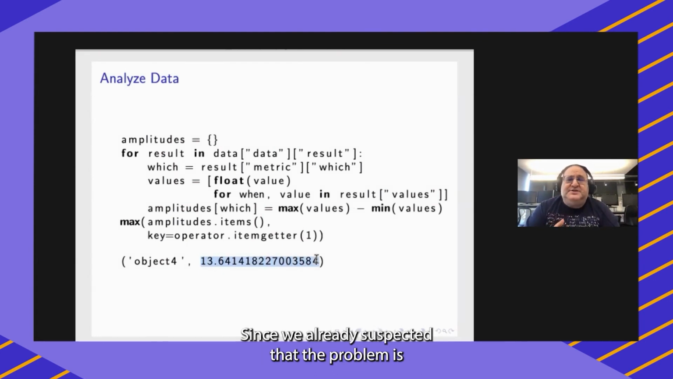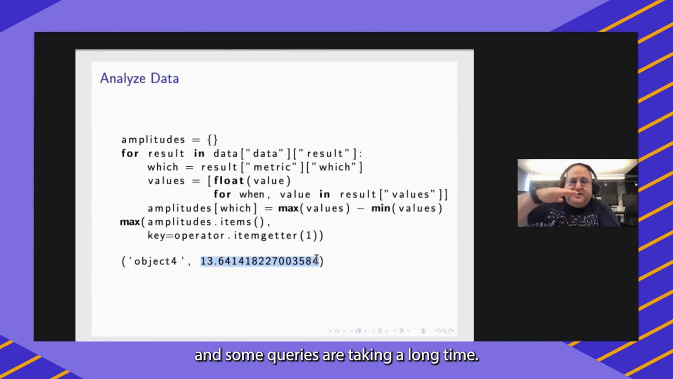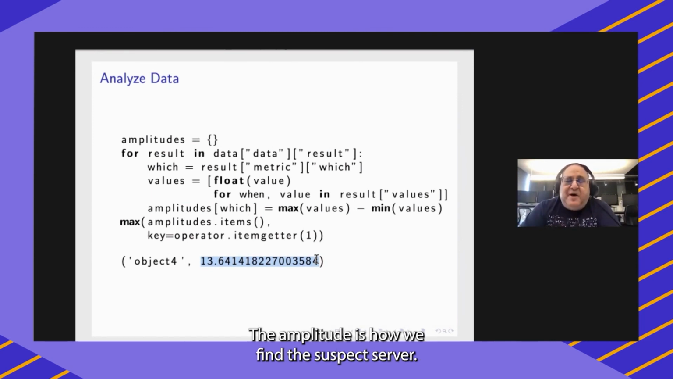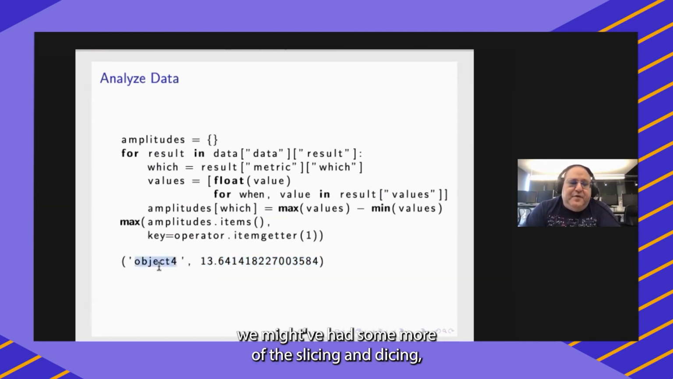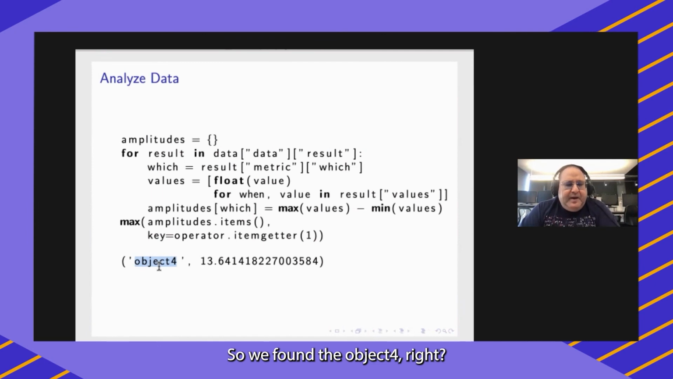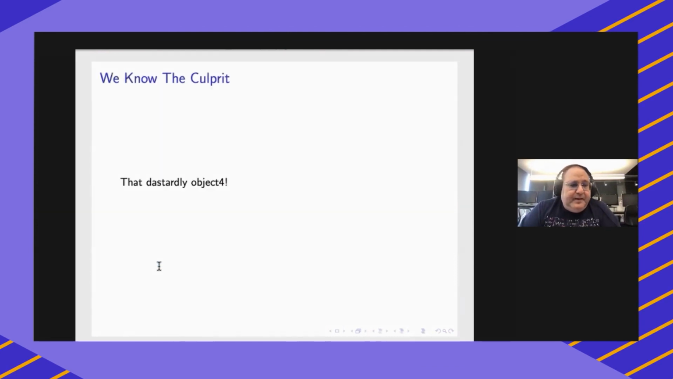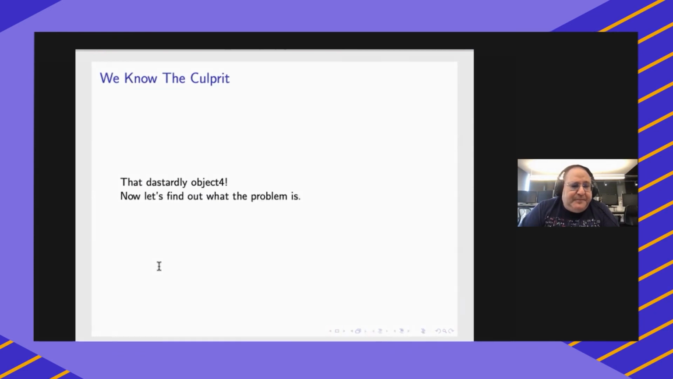Since we already suspected that the problem is that some queries are taking okay and some queries are taking a long time, the amplitude is how we find the suspect server. Again, in real life, we might have had some more slicing and dicing, but obviously we only have so much time to do that. So we found object 4, right? Great, we found the suspect server. Now we need to figure out the problem. So let's figure out what's going wrong with object 4.